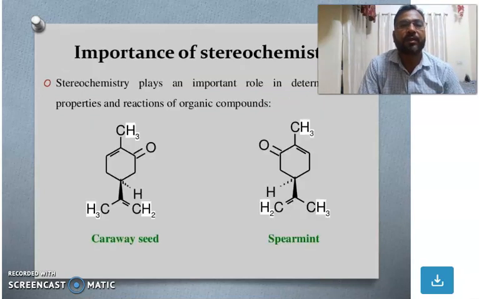Now, look at these two examples. Importance of stereochemistry: stereochemistry plays an important role in determining the properties and reactions of organic compounds. Look here, caraway seed and spearmint. Both have the same structure, but if you look properly, you will see the differences between these two structures.